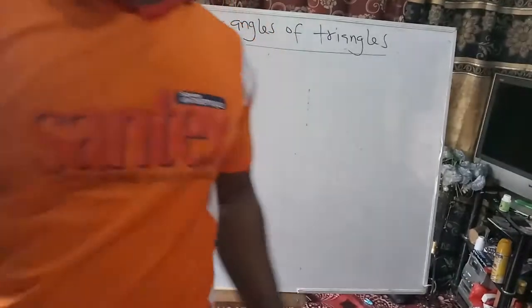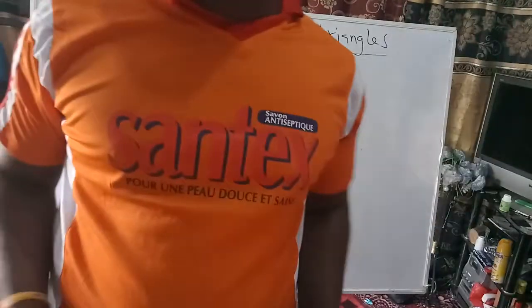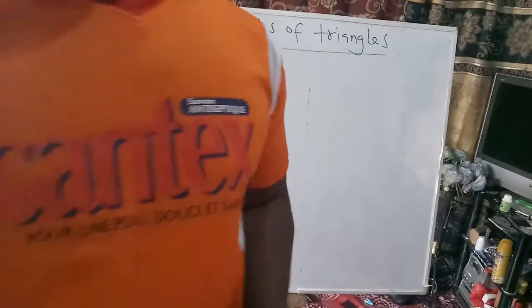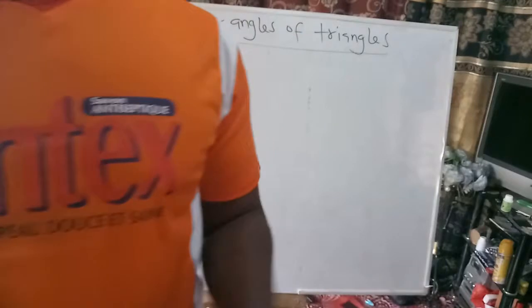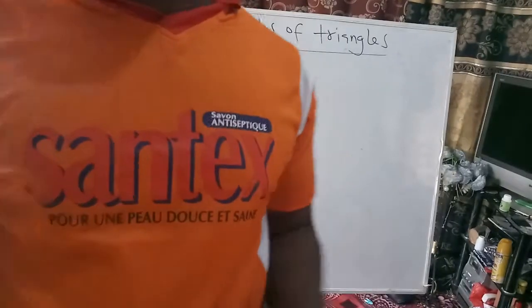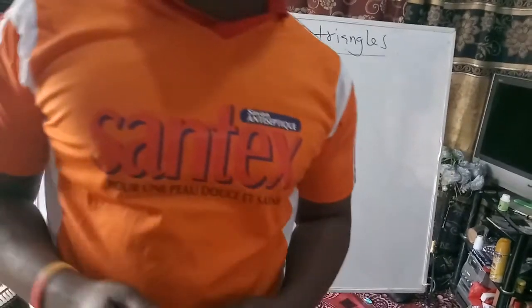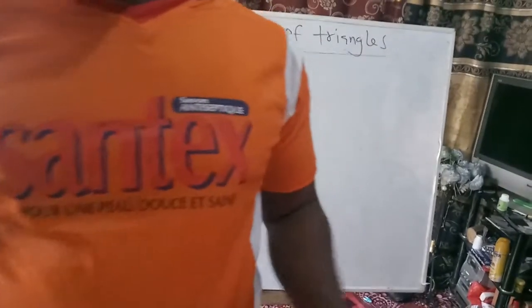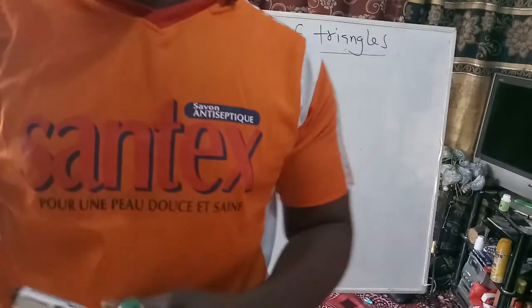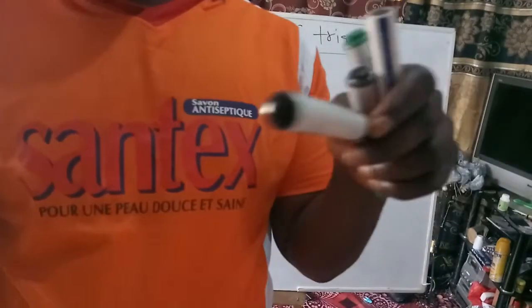In today's video I'm going to talk about the exterior angles of triangles. I'm also going to solve problems on the exterior angle theorem in geometry. Okay, let us start. The exterior angle of a triangle is the sum of the two remote interior angles.